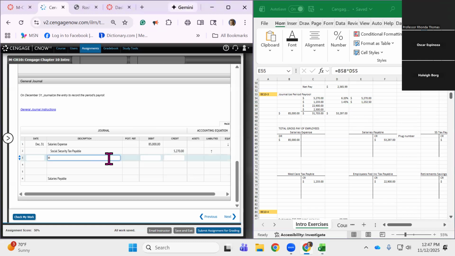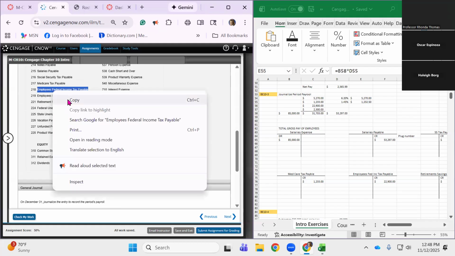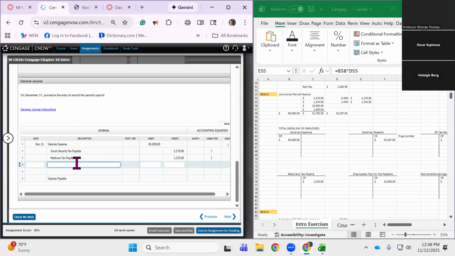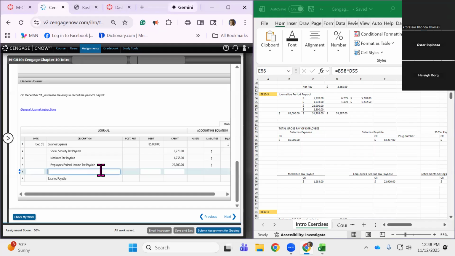So now we want Medicare tax payable. And we're going to follow what they tell us and not add the 50 cents to it. And then we want employees federal income tax payable, because that is the account we put in what we withhold. And that calculation is beyond this class. And then the last one is the amount that's going to the retirement savings, right? So those employees that are saving for retirement, they're going to set that aside as well.